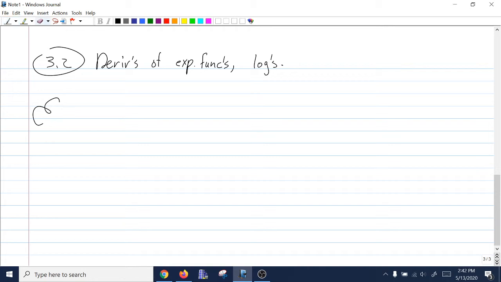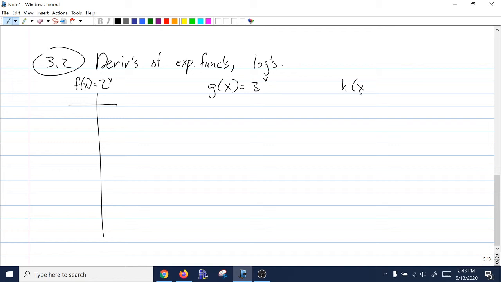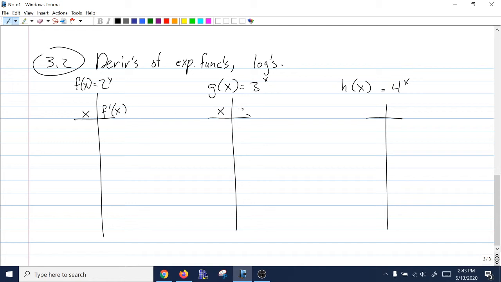Working. Hooray. Okay. I'm going to write down three exponential functions. F of x is 2 to the x, g of x is 3 to the x, h of x is 4 to the x. Three different exponential growth functions. I put yours too high. And I want to compute the derivatives of each of these at a bunch of points.